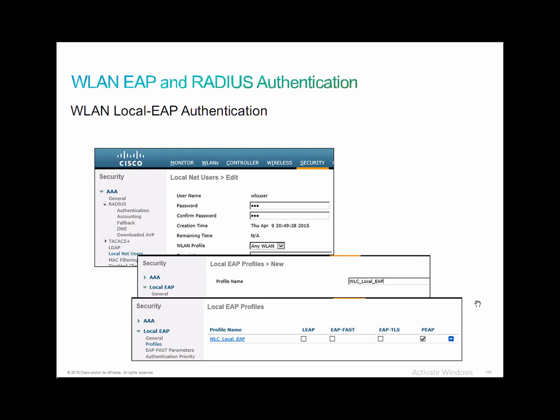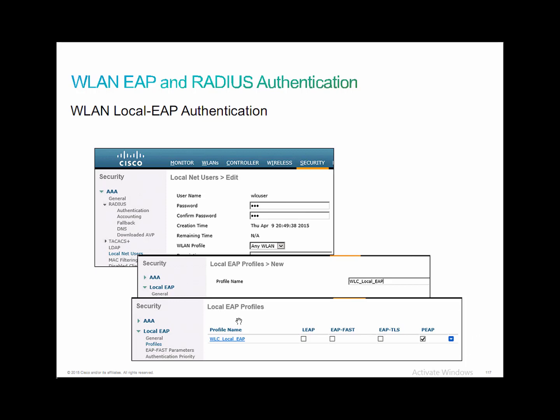So when we configure local EAP, 802.1x authentication, if we no longer want clients to have access to the wireless LAN, we simply have to revoke the credentials. We don't have to change the configuration of the wireless LAN itself. By the way, all those credentials are locally created and stored on the controller.